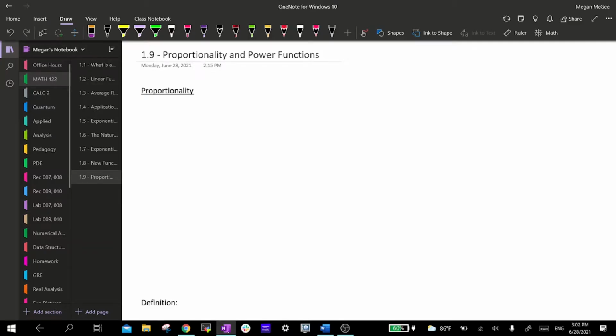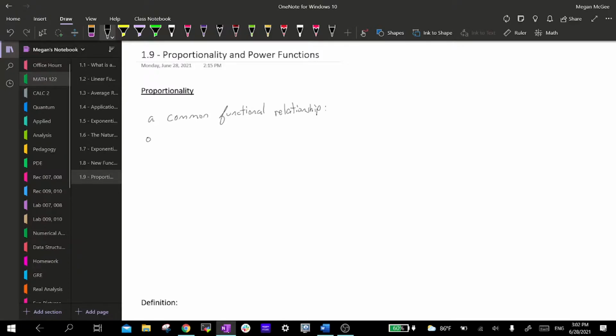Alright, welcome back to section 1.9, Proportionality and Power Functions. This is our last section for chapter 1. So we are first going to discuss proportionality. This is a common functional relationship. Alright, so we stumble upon proportionality quite frequently.